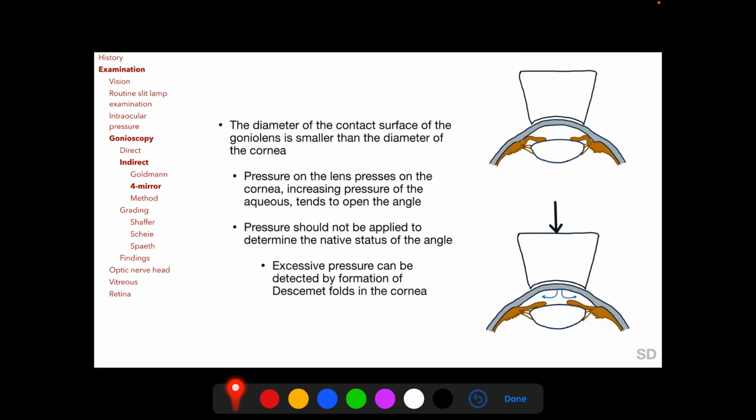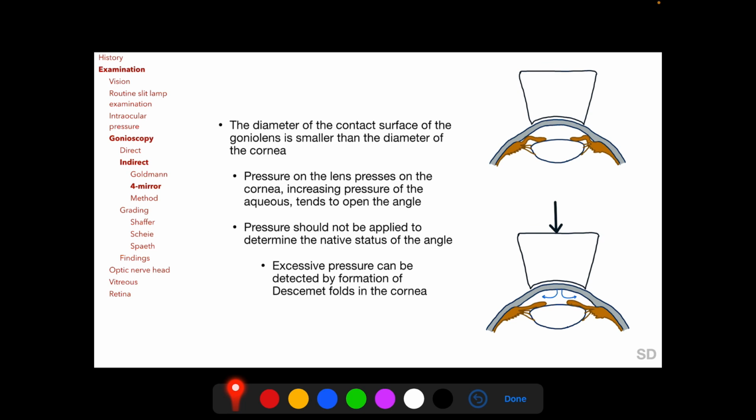Also, unlike the Goldmann lens, whose contact surface diameter is larger than the diameter of the cornea, the diameter of the contact surface of the 4-mirror gonio lenses is smaller than the diameter of the cornea, and so pressure on a 4-mirror lens presses on the cornea, increasing pressure in the aqueous, thus tending to open the angle. This is unlike the Goldmann lens, which when pushed towards the eye presses on the sclera instead of the cornea, thus tending to narrow the angle instead of opening it.